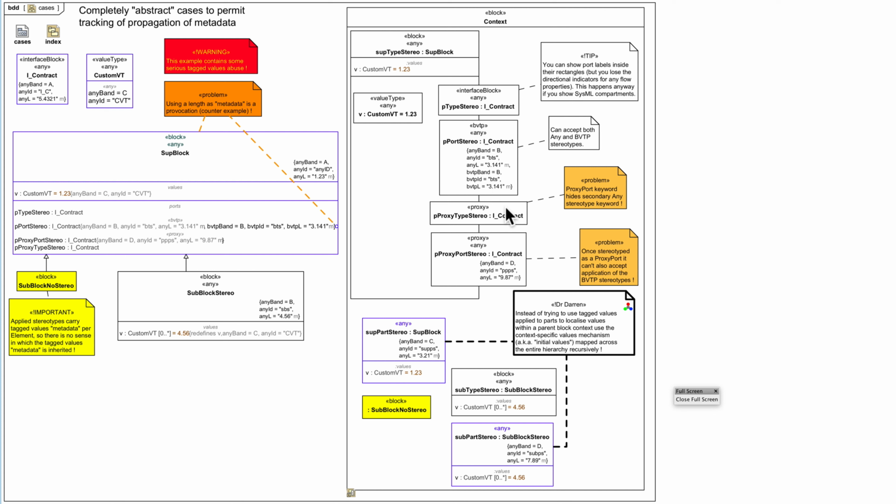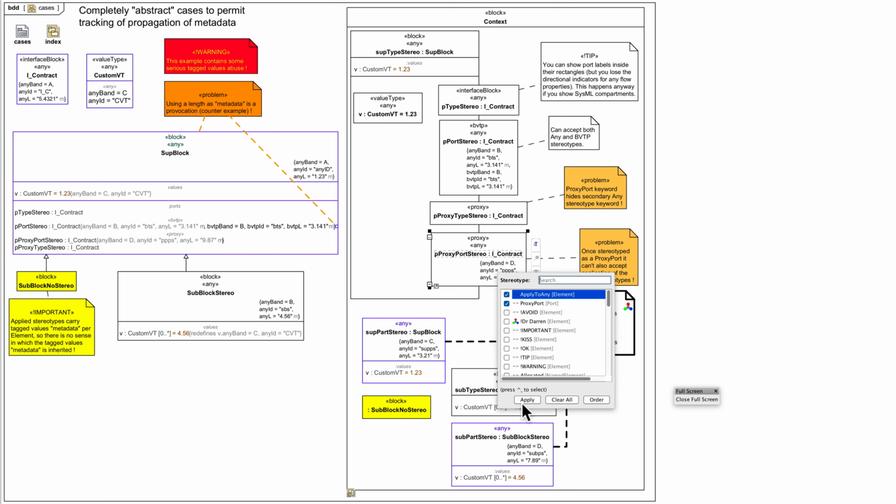We have a proxy port where the type has a stereotype applied with tagged values, which cannot be displayed. And then we have a proxy port where the any stereotype is applied and it has tagged values applied. However, if I go to stereotype, I cannot apply our stereotype that applies to properties and therefore also ports. Why? Because proxy port has masked it.